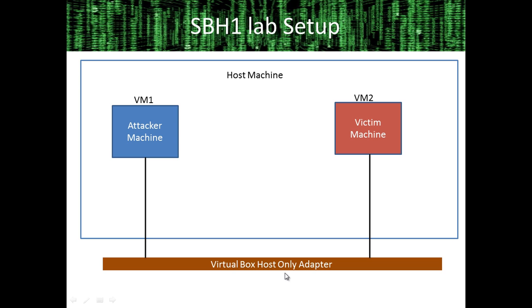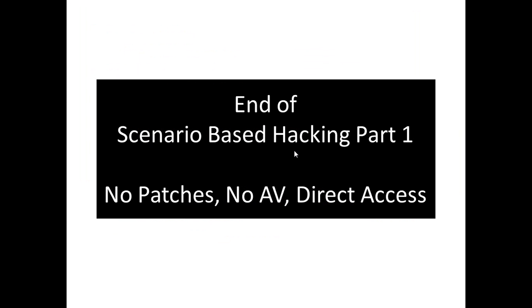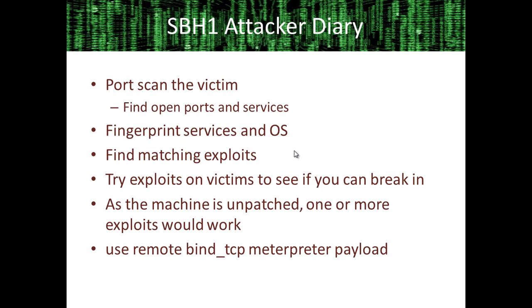So what do we do? Well, typically as the attacker has IP layer access to the victim, first he would run a port scan and find all the open ports and services. This is the attacker diary. Well, this is what the attacker is going to do. First he would port scan the victim, find open ports and services. Once he does that, he's going to figure out what is the version of the services as well as figure out what the operating system is. Then he would try to find matching exploits, and as the victim is unpatched, one or more of these exploits would end up working, right? And depending on what he wants to use, he could actually use a remote bind_tcp Meterpreter payload. So let's look at a demo right now.